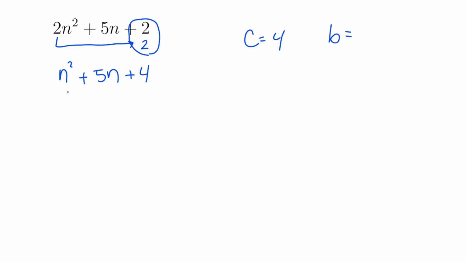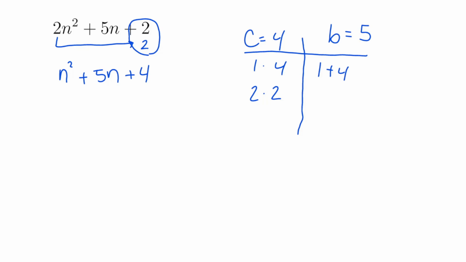So I like to make a table just like this. And what we need to do is start thinking about numbers that will multiply to give us 4. Well, the first two numbers that I think of are 1 and 4. I also think of 2 and 2. These two pairs of numbers will multiply to give us 4, but we need to think about which pair of them will add to give us 5. Well, 1 plus 4 does add to give us 5. So these are the two numbers that we need to use. We need to use 1 and 4.